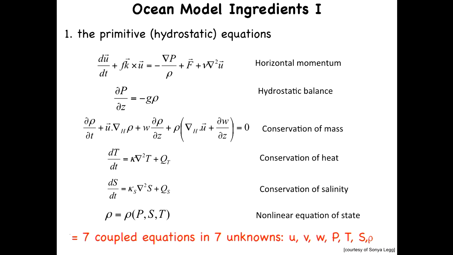And then to get this density that we need to calculate pressure, we use an equation of state. And this is a nonlinear equation of state, which some people spend their whole lives trying to figure out exactly how this works. So we really end up with this set of equations where we've got 7 coupled partial differential equations and 7 unknowns, and in principle we can solve this.